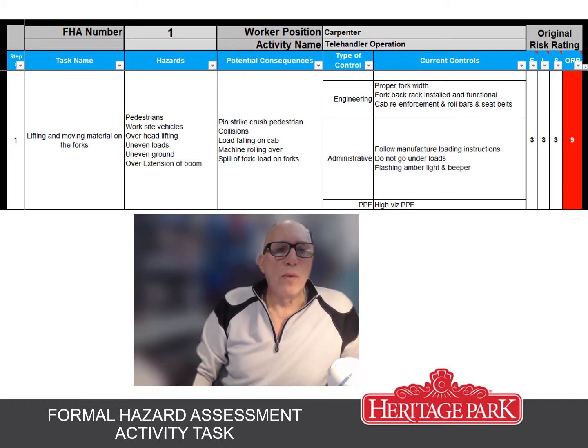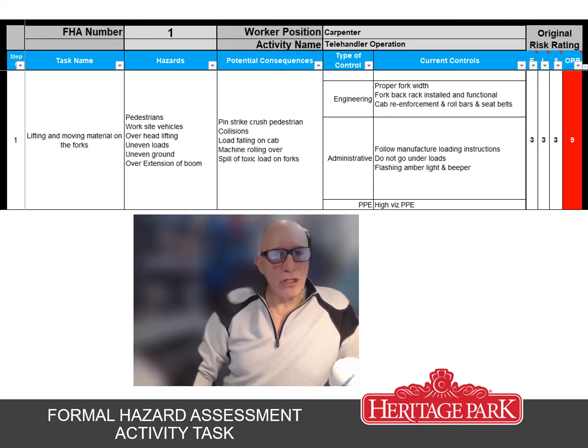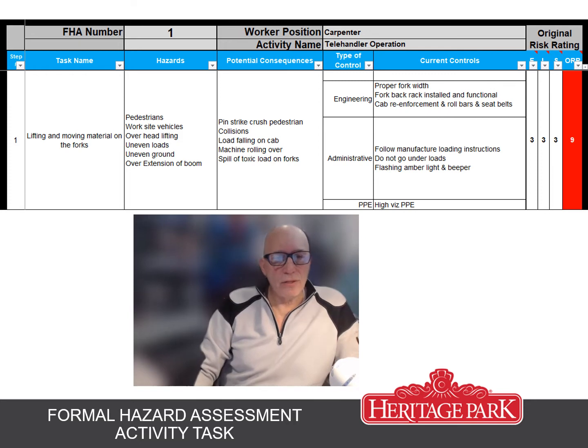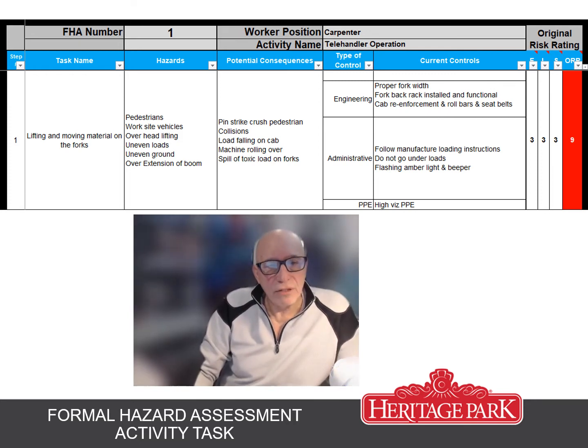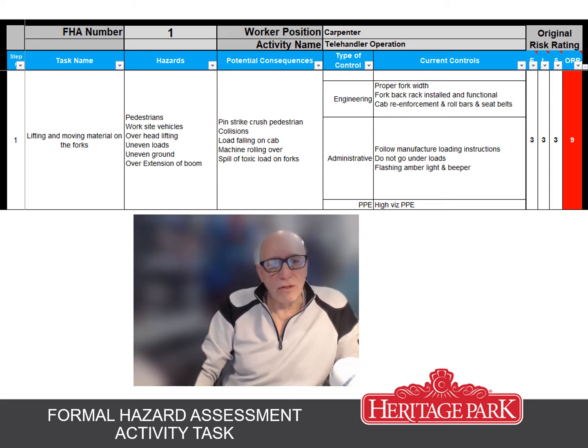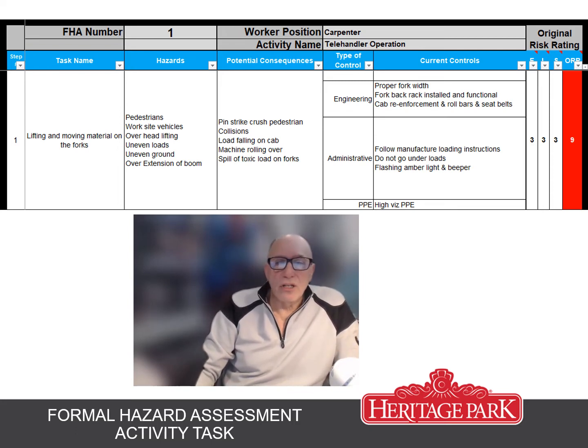Okay, so what are the tasks that the machine performs with the operator? Lifting and moving materials with the forks. What are some of the hazards? We have pedestrians, worksite vehicles, overhead lifting, uneven loads, uneven ground, overextension of the boom.